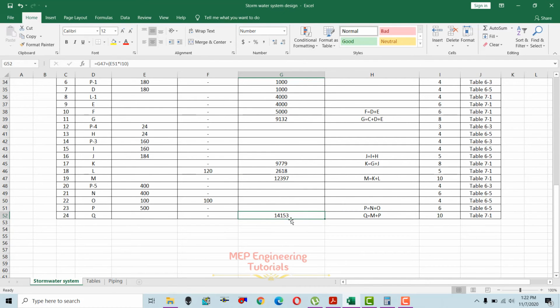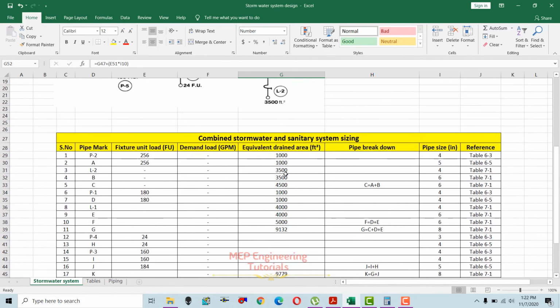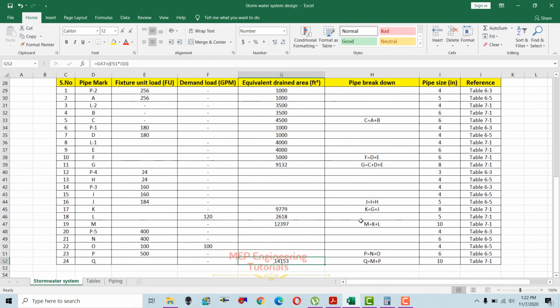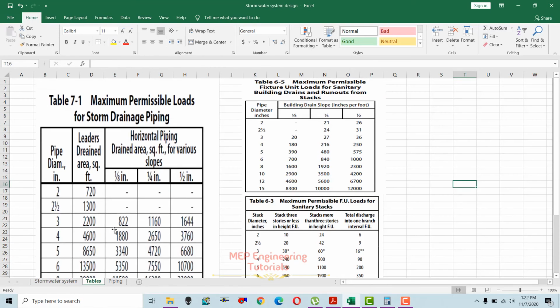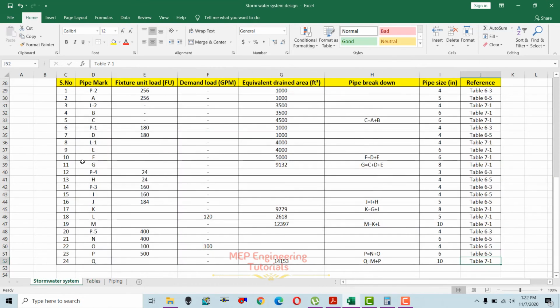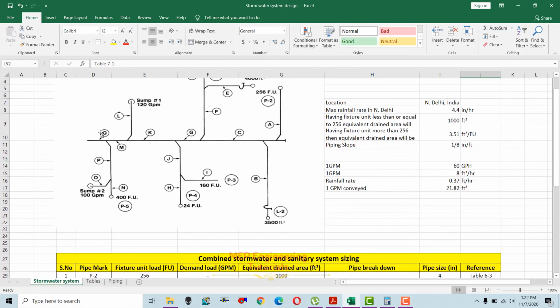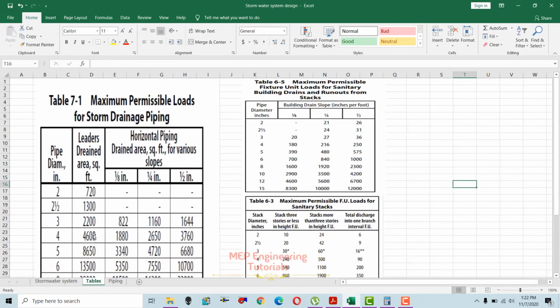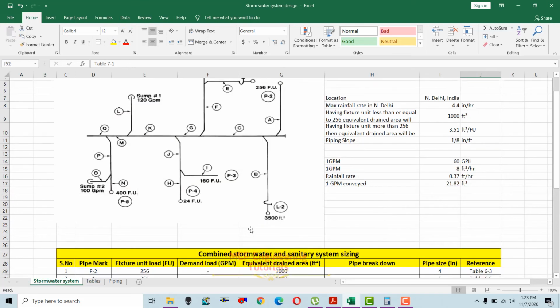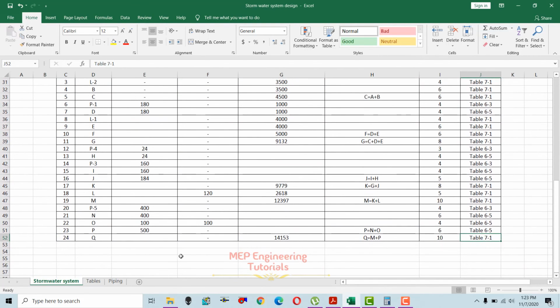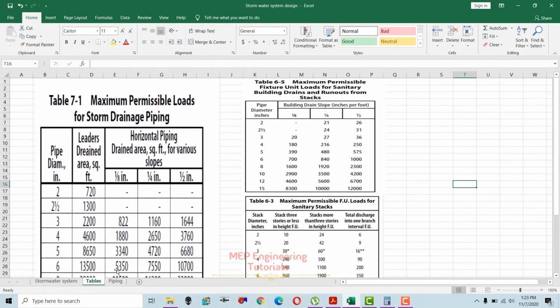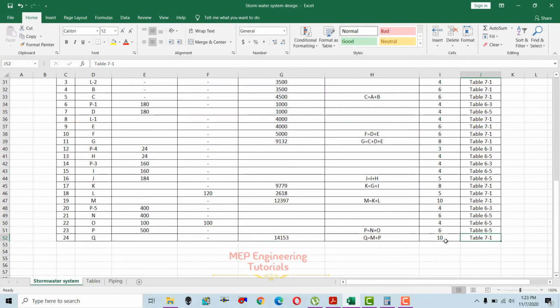Since we know the equivalent drained area in square feet now, we can get the pipe size in inches using table 7-1. This one Q is again the horizontal pipe, so we have to use again this horizontal piping with 1/8 inch per foot slope, and then you have to check 14,153 in here, and you will get the pipe size that is 10 inches.